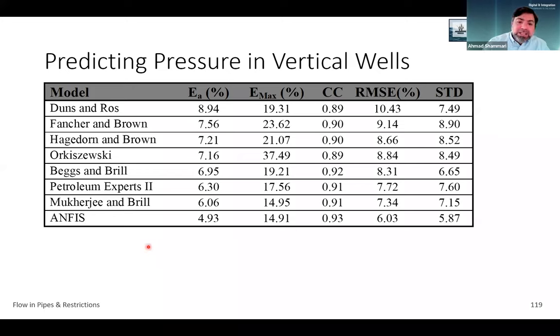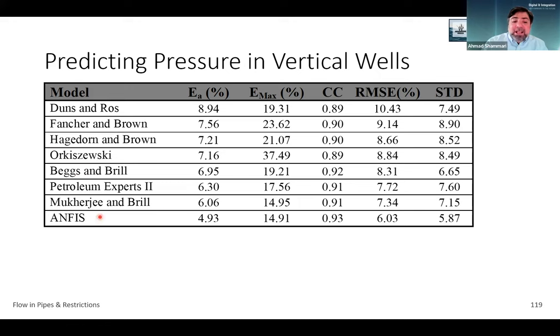What I did is that I used a big sample of well test conditions, and this is for vertical wells. I used the different two-phase flow correlations in predicting bottom hole pressure. So we have well testing data where we know the well depth, wellhead pressure, GOR, water cut, API, etc. Then I used software to calculate the pressure drop for most of the famous correlations: Duns-Ros, Fancher-Brown, Hagedorn-Brown, Orkiszewski, Beggs and Brill, Tulsa Experts 2 from Prosper, and Mukherjee and Brill.